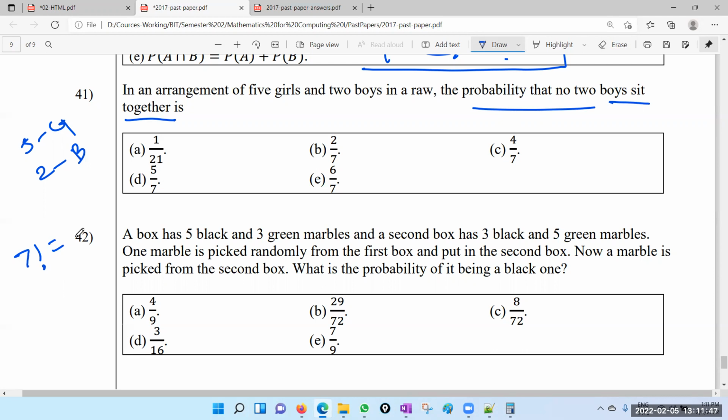Now what the question is, no two boys sit together. How do you do this?